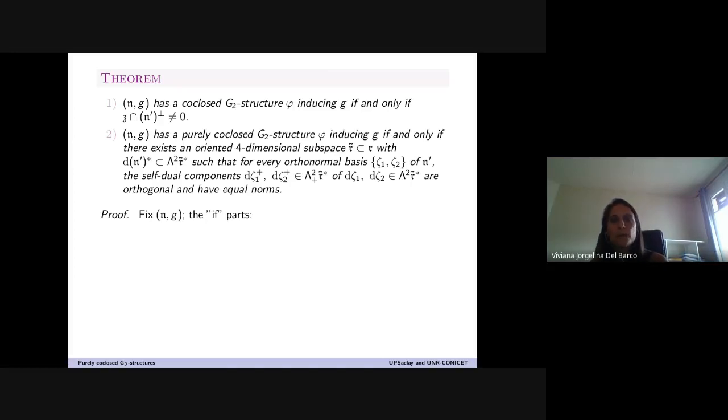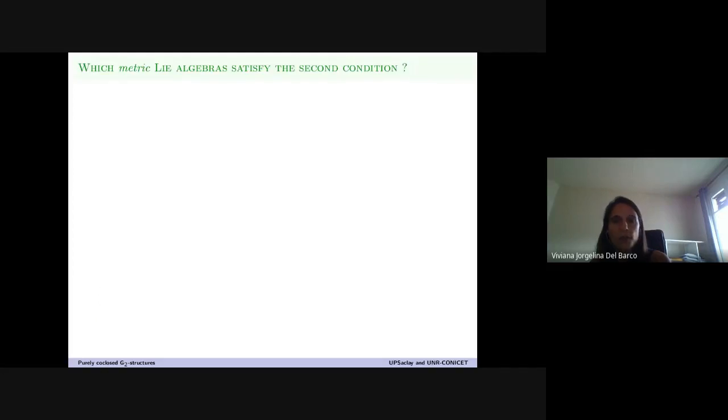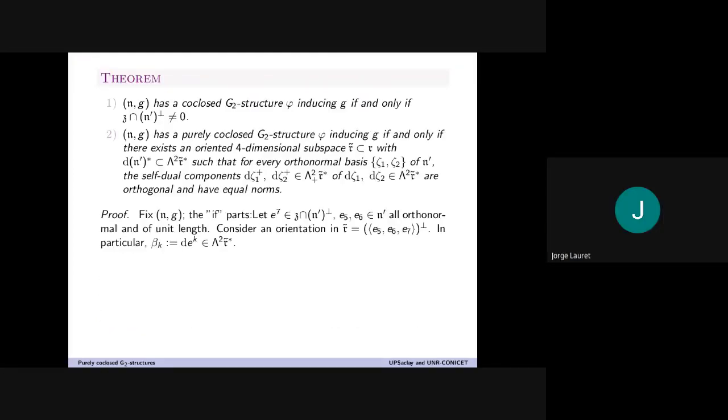So we just proved from the previous reasoning that if I have a coclosed G2 structure or a purely coclosed one, then the only if parts are proven. Okay, I know this is decomposable, and I know that the self-dual parts are going to have equal norms and be orthogonal. So the only thing I need to prove is that if it is decomposable, then I have a G2 structure inducing the metric, and if I have the condition on the self-dual parts, then I have a purely coclosed one. And I think, let me check. Okay, just say this. So, Viviana?